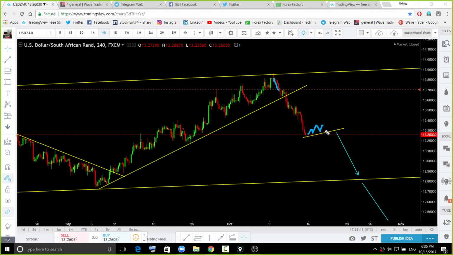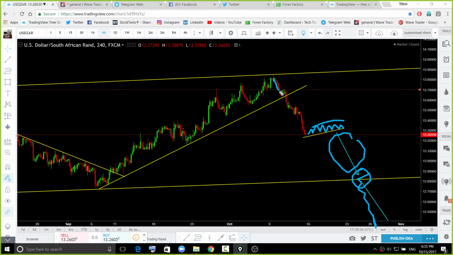So search for a continuation formation at this area. If you have that, that is your trade. If this is going to break out, stay in that trade. This area is where we're going to decide which way to look for the next move.